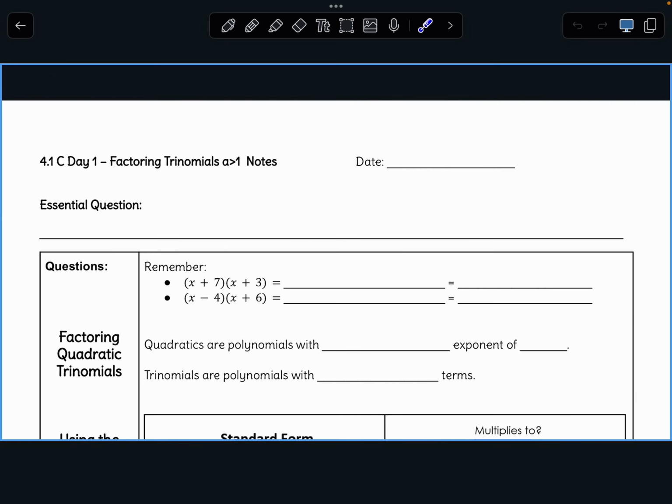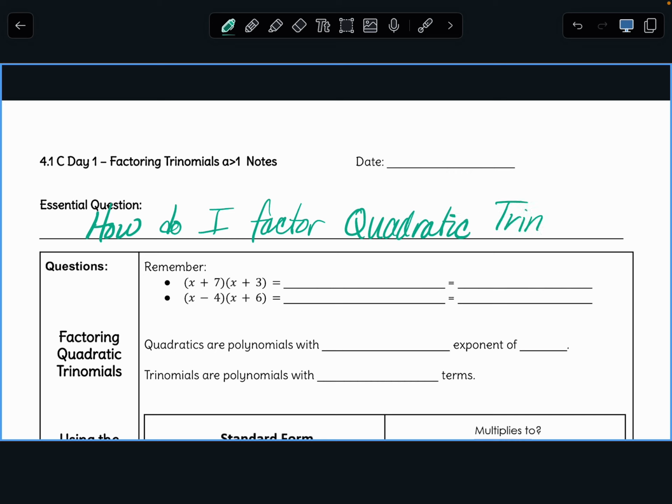All right, so this is just more of what we did yesterday. Just maybe slightly more complex, I don't know. It's just the same thing, but slightly different. So as we look at this, we are factoring quadratic trinomials.